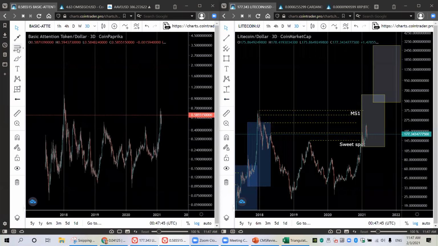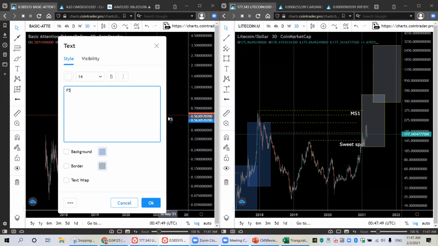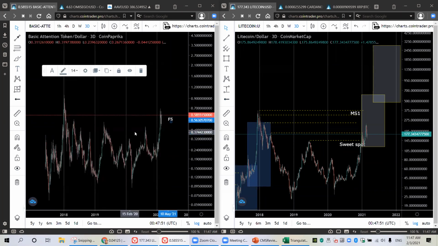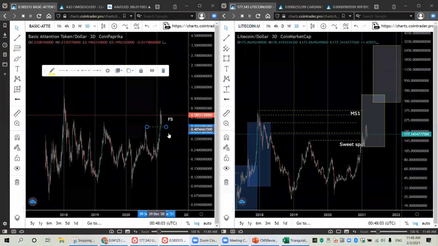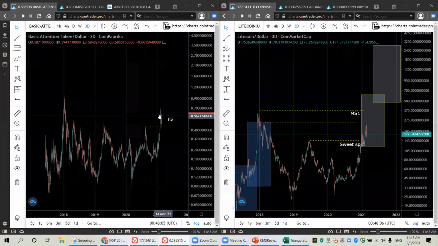F5, here's F5. F5 means it's good. Most of the coins are around here. Only coins that are not doing F5, like OMG and XRP, are still below the F4. But if it's above, like BAT, it should be good.